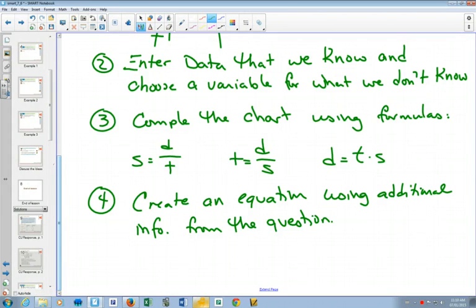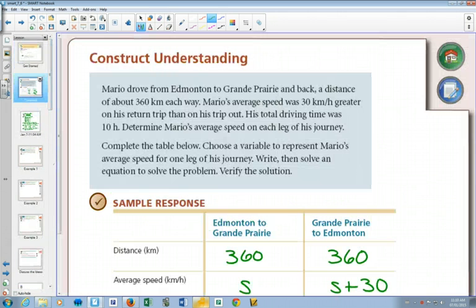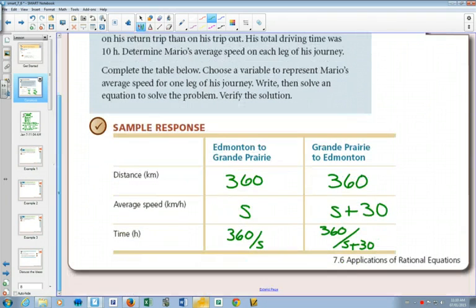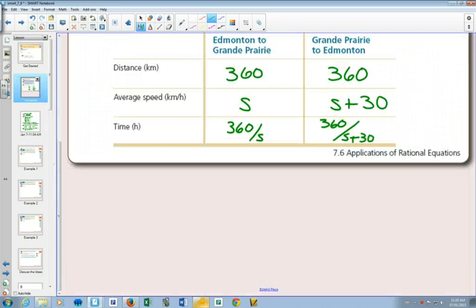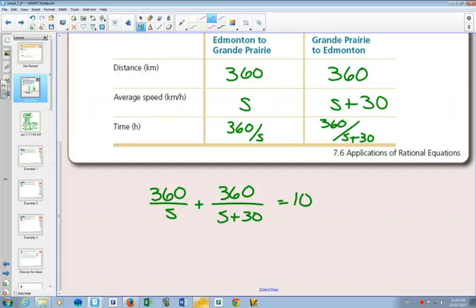The additional information in the question that they have is that the total time took 10 hours. So you're going to have to read through your question and say, where's the additional information that doesn't fit into my chart? His total driving time was 10 hours. How do I create an equation from this chart using that? Well, I know that this time plus this time has to equal 10.